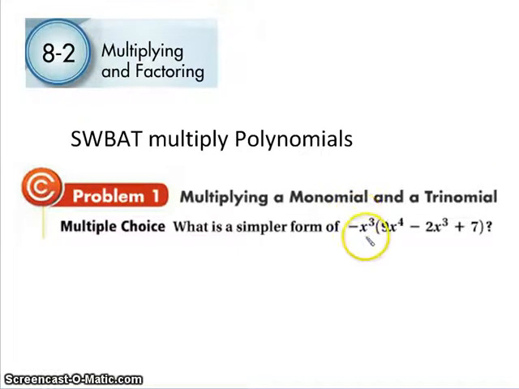So we're going to take this negative x cubed times everything in the parentheses. Okay, so negative x cubed times 9x to the 4th is negative 9x to the 7th. Remember, same base, add the exponents.